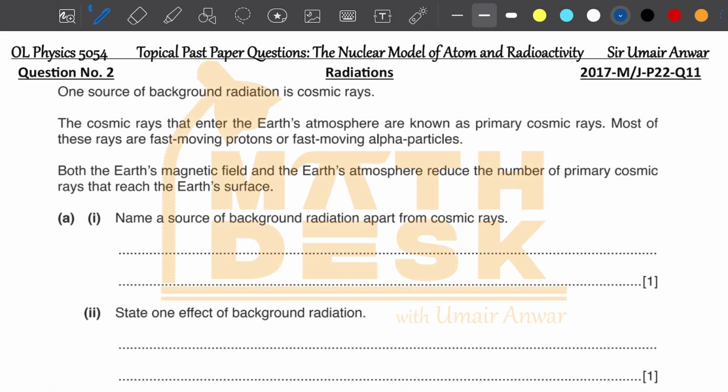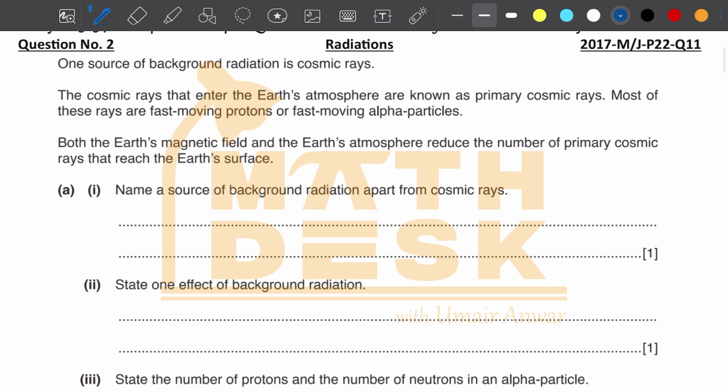Welcome to this tutorial. I will be solving question number 11 of the 2017 May-June paper 2-2, and the topic of this question is radiations: background radiation and radioactivity.